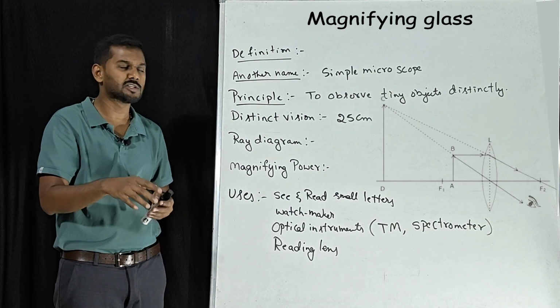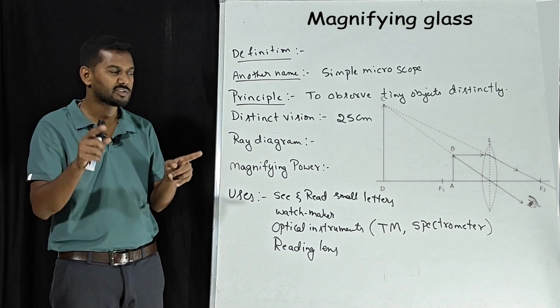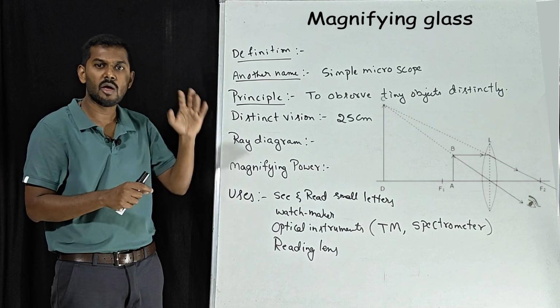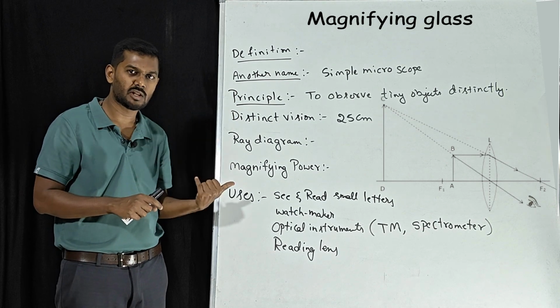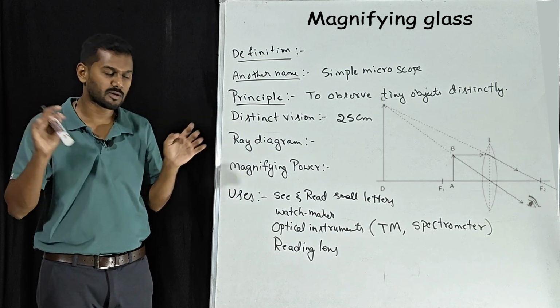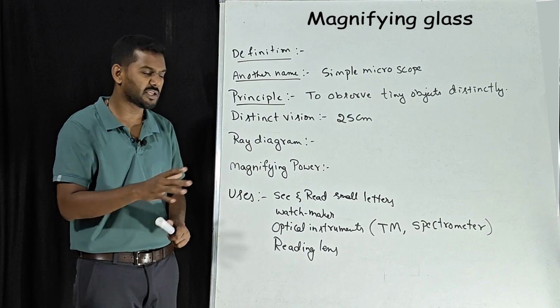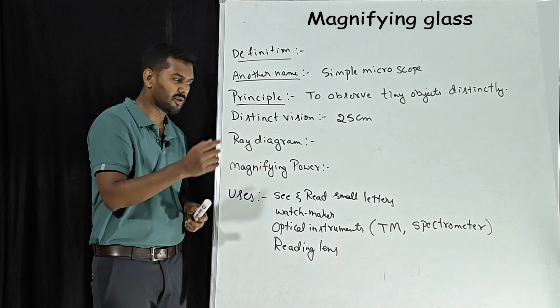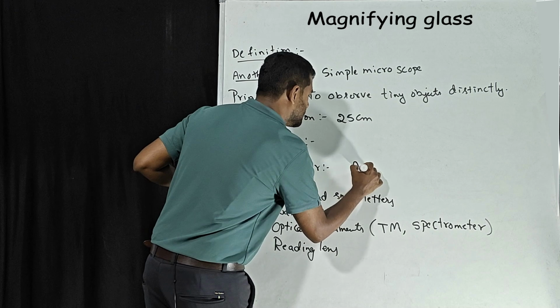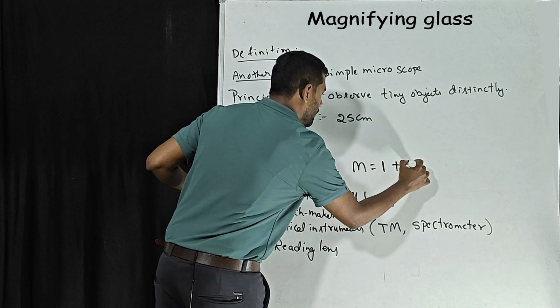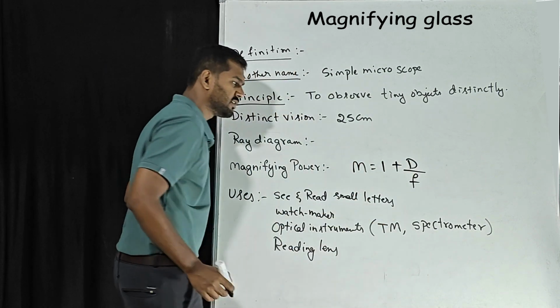So if you know this much about the ray diagram, that is enough. First thing, you need to remember the ray diagram. What is the position of the object, what is the position of the image, then the nature of the image. That's it. Next, magnifying power. Now when it comes to magnifying power, see this magnifying power formula, this is the formula.